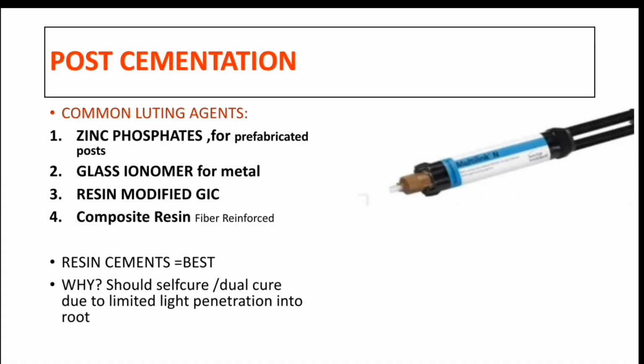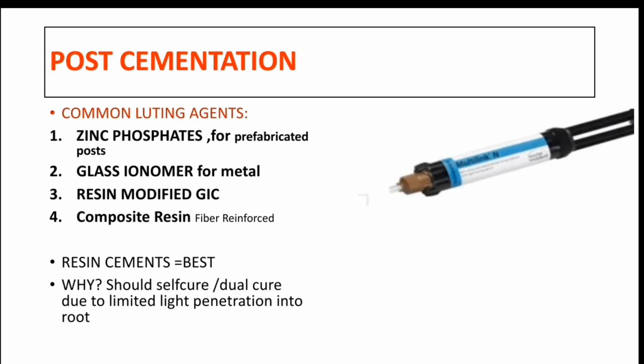Now we'll talk about the luting cements, which are used for luting the post in the canal. I will mention some of them, like zinc phosphate, which is mostly used for prefabricated posts. Glass ionomer for metal posts. Resin modified GIC. And the fourth one is composite resin. Composite resin is mostly used for fiber reinforced posts.